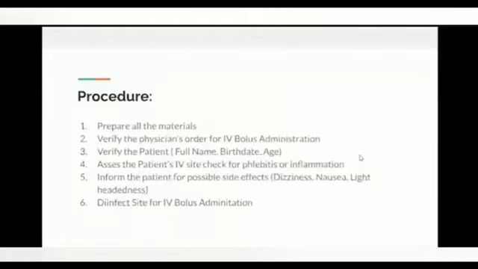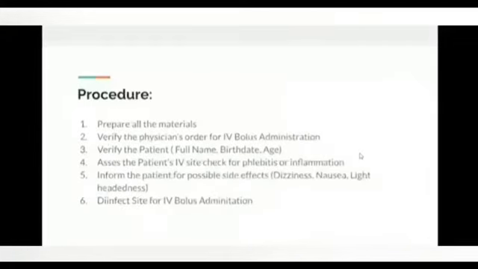So procedure for the IV bolus administration. So prepare all the materials, verify the patient's order of IV bolus administration, verify the patient, get his full name, birth date, and age, assess the patient's IV site, check for phlebitis or inflammation, inform the patient of possible side effects such as dizziness, nausea, and lightheadedness. Disinfect the site for IV bolus administration.